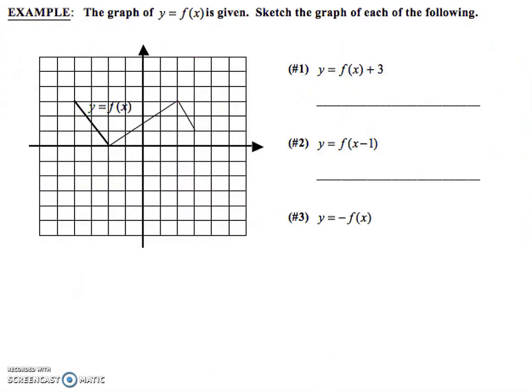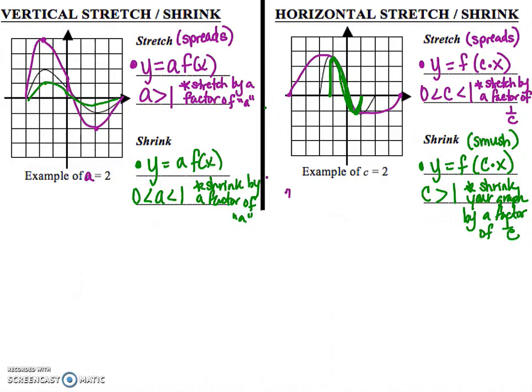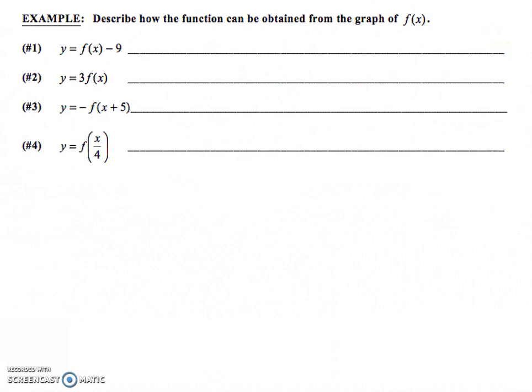Okay, so you can kind of see the difference there between a spread and a smush, or a stretch and a shrink, vertically and horizontally. So now let's kind of apply what we just talked about and try to say what we see here in these equations. It says describe how the function can be obtained from the graph of f of x. So you don't have a graph, you just have the written form of the function.